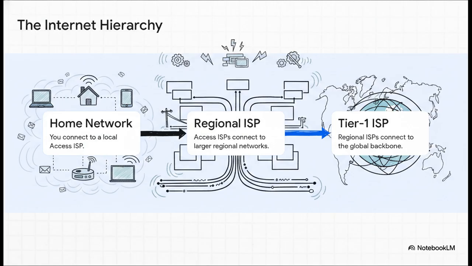It starts with you, your home network connects to a local internet service provider, or ISP. That ISP then connects to a bigger regional ISP, and those guys connect to a small number of absolutely massive globe-spanning Tier 1 providers that are the real backbone of the internet. This whole decentralized structure only works because of the flexibility of packet switching. You don't need to create one single dedicated circuit across all these different companies' networks, which would be a nightmare.